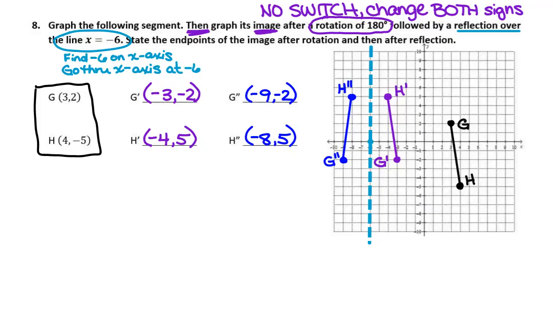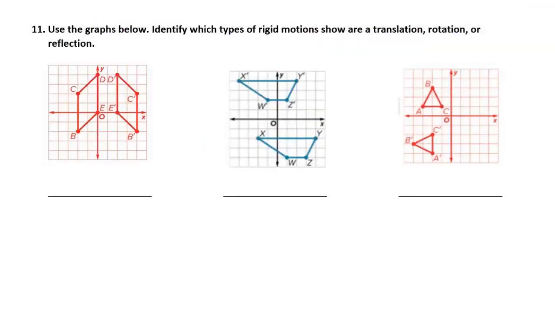Yes. What else would you guys like to see? Number 11, yes. That'll finish off the back page. Number 11, we have been asked to identify what type of transformation. These are all called rigid motions because my shape stays rigid. It either gets flipped over, it gets rotated around, or it gets slid, but it doesn't get any smaller, it doesn't get any bigger. It stays the exact same shape, the exact same size.